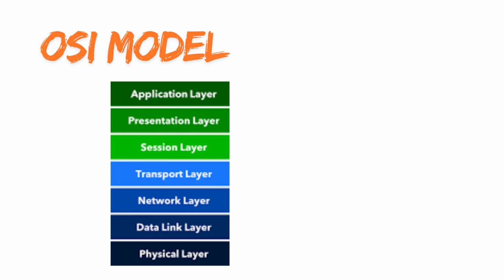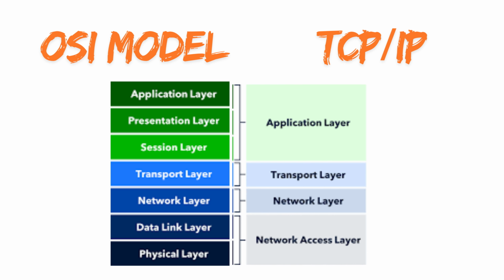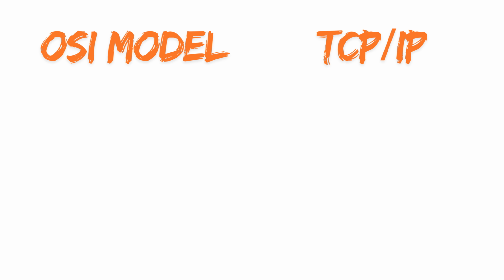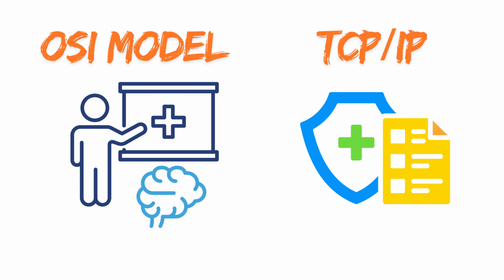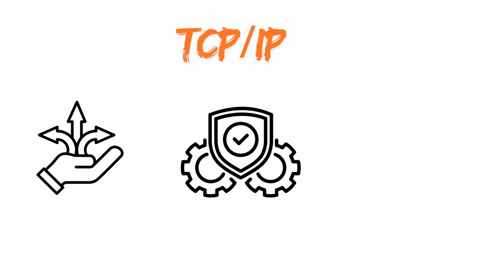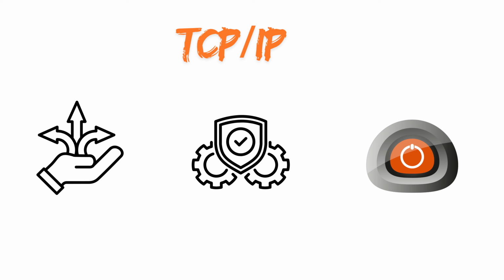You might have heard of the OSI model, which has 7 layers. However, TCP/IP is more widely used because it is simpler with only 4 layers. The OSI model is mainly used for teaching and understanding networking concepts. TCP/IP, on the other hand, is based on real protocols and is used in actual networks. It is flexible, robust, and powers the entire internet today.